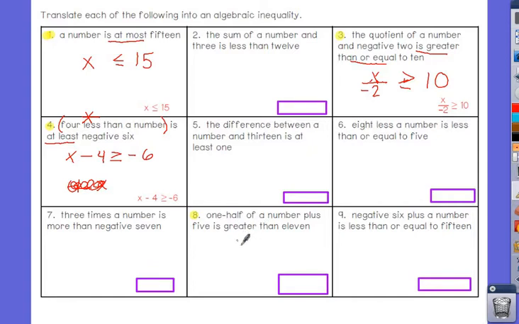Number 8 says, 1/2 of a number plus 5 is greater than 11. Give me any number. 8. What's half of 8? 4. How did you get 4? Because that's half of it. You divided by 2. So if I don't know a number, I call it X. How do I take half of it? Divide it by 2. Then it says plus 5. What does plus 5 mean? Is greater than 11.